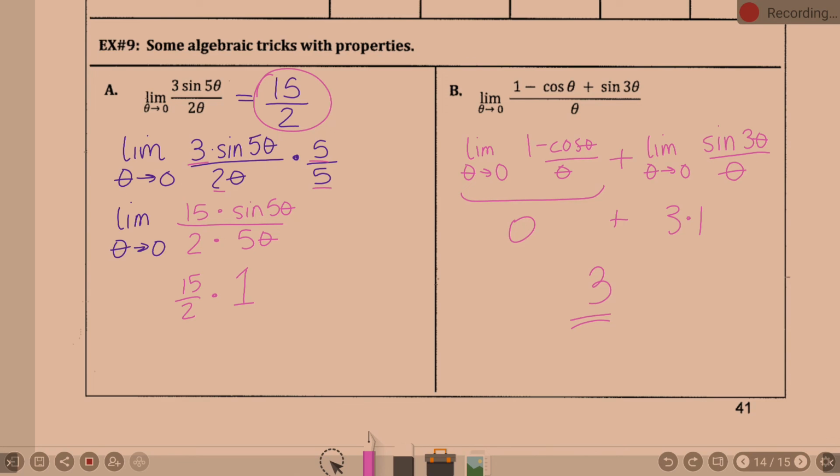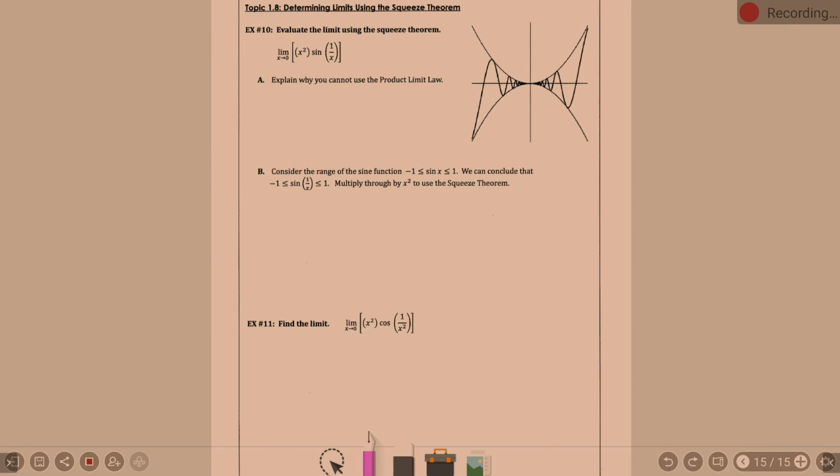Now, here's one. Okay. Squeeze theorem. Evaluate using a squeeze theorem. We have what looks like a parabola up top and a parabola down low. We have this funny looking equation in the middle. As x approaches 0, what do we know? As we approach 0, what's that graph have to be approaching? 0. Okay. Now it talks about explain why you cannot use the product limit law.